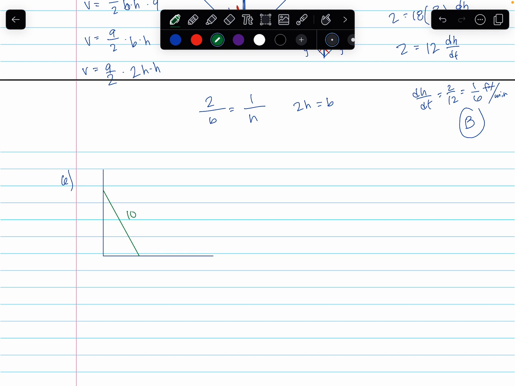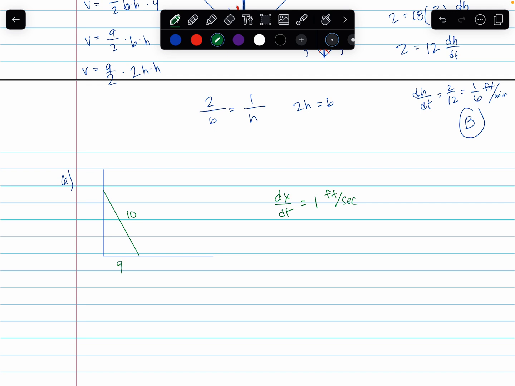When a person begins pulling the base of the ladder away from the wall at a rate of 1 foot per second, I'm going to call that dx/dt equal to 1 foot per second. Which of the following is true about the distance between the top of the ladder and the ground when the base of the ladder is 9 feet away? So this is going to be 9 feet.